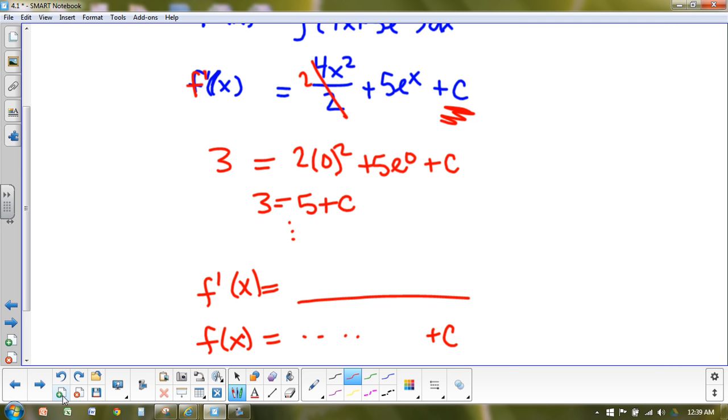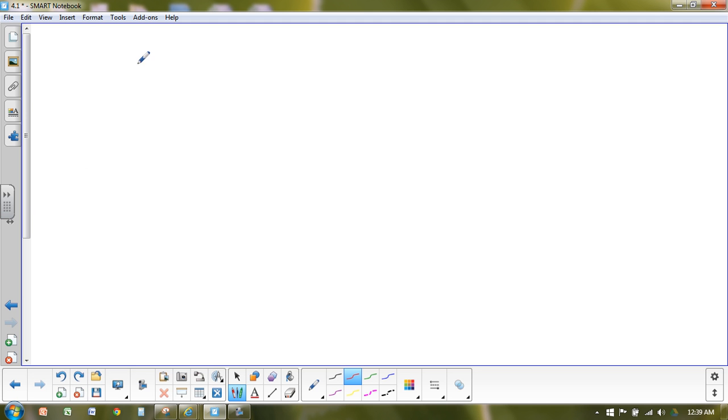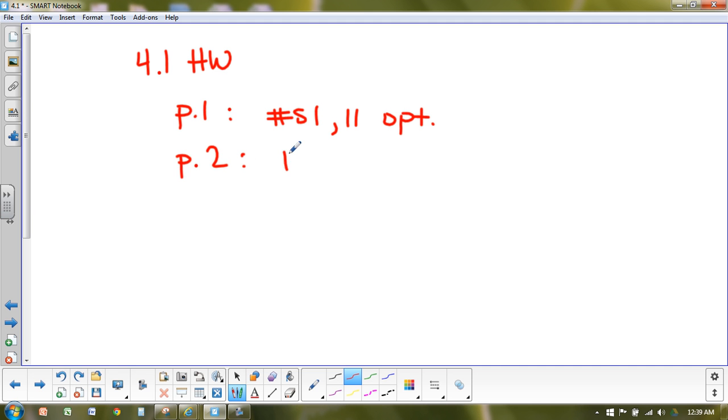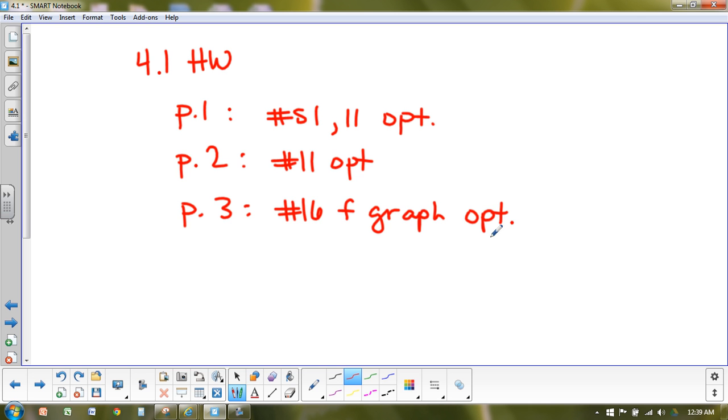Okay, so homework and notes and reminders. So 4-1 homework. I told you yesterday it's got funky numbering. I'm just going to go page by page. Page 1, numbers 1 and 11 are optional. Page 2, you also have a number 11. That is optional. Page 3, number 16, the F graph is optional. You must do the other graph that it's asking.